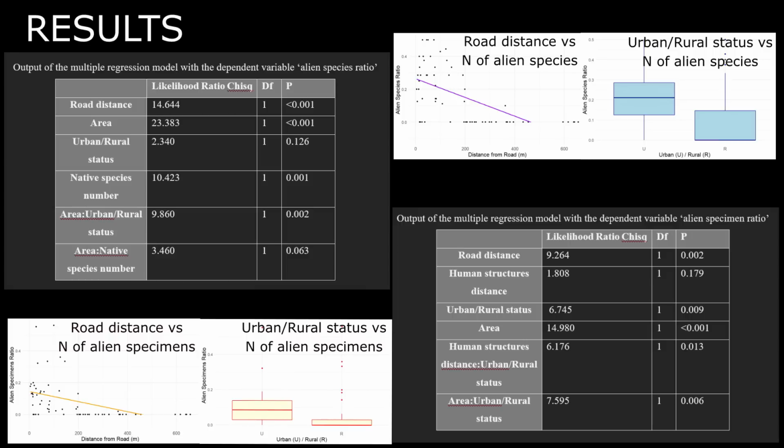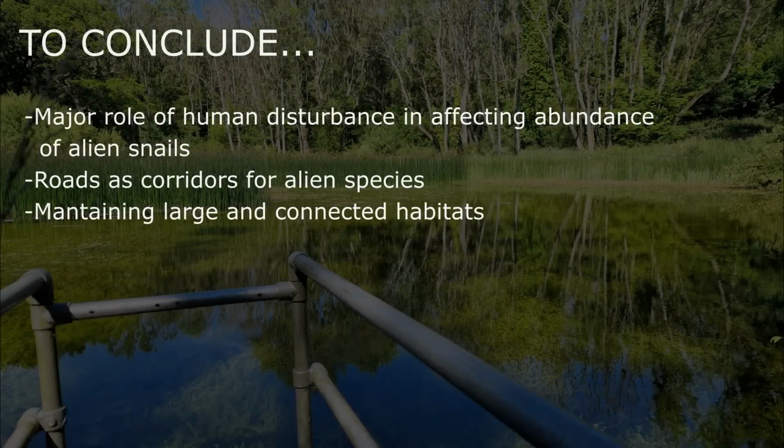Moreover, sites with more native species tended to have fewer alien ones, and this can suggest a possible biotic resistance effect. The interaction terms indicated that the effects of the area and road distance on the alien abundance vary between urban and rural sites. To conclude, this study shows that human disturbance plays a main role in shaping land snail communities and the abundance of invaders.